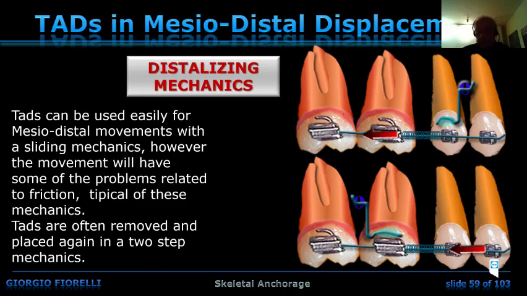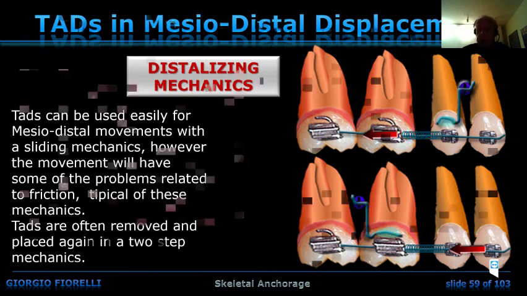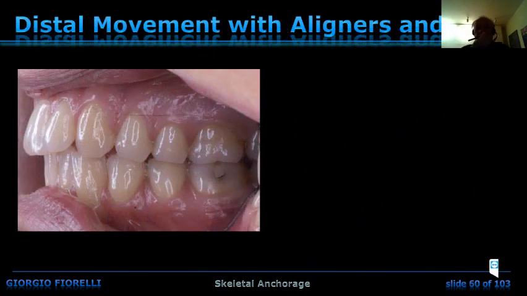Let's start with this mesiodistal movement. I'm not using sliding mechanics, but if I were using sliding mechanics, what should I do? Well, for example, I would use a TAD connected to this premolar, I start using a coil spring pushing this to the distal, and when the molar is in the final position, I move the TAD here, like you see here, and I use another force to bring the other teeth in this. I'm not doing this because I'm not using sliding mechanics, but I use this system with Invisalign.